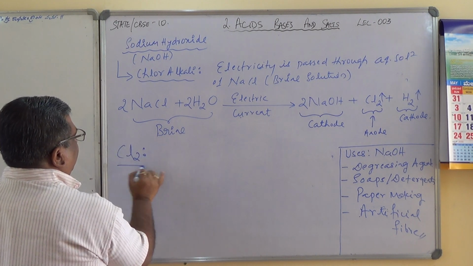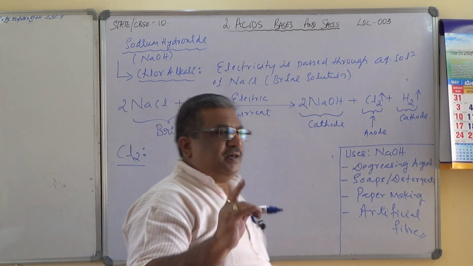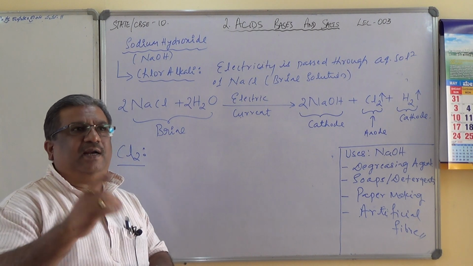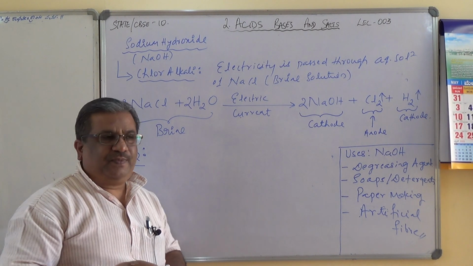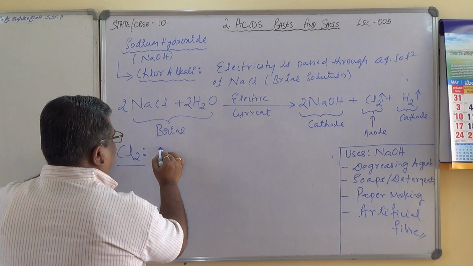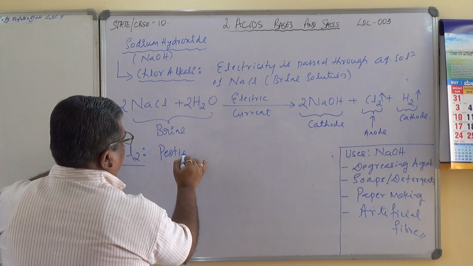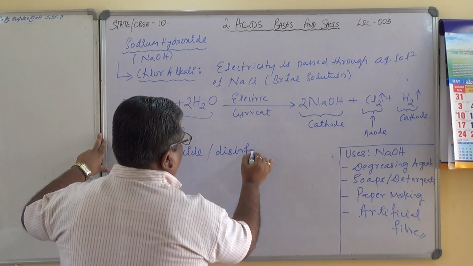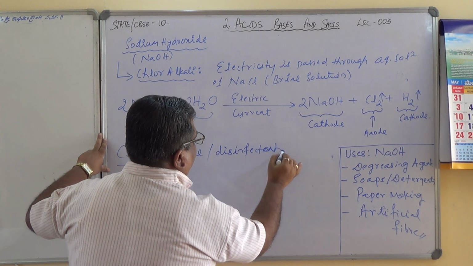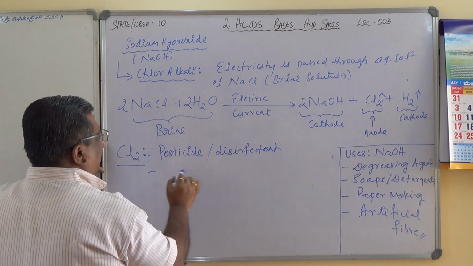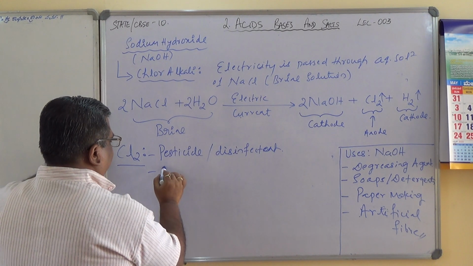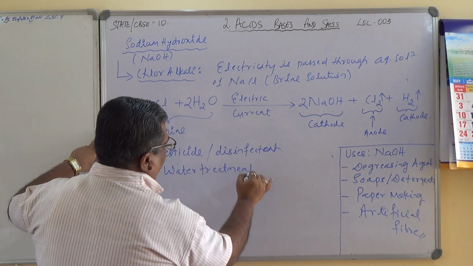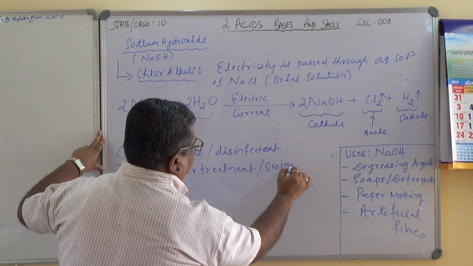See, first of all, chlorine, two important things you should understand. Chlorine acts as a pesticide and also it acts as a disinfectant. You understood? Chlorine acts as a pesticide and also disinfectant. And therefore we use these things in water treatment as well as in swimming pools.